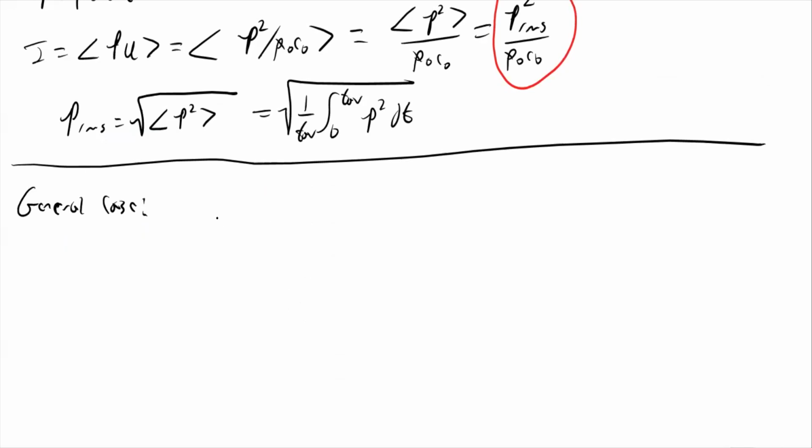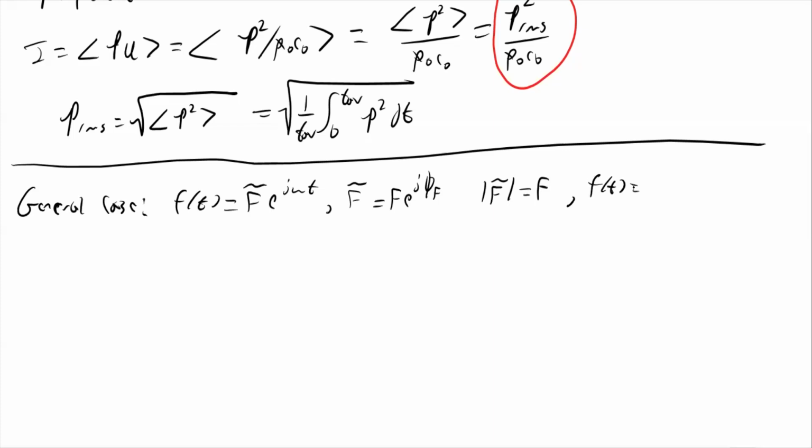Let's suppose we have two arbitrary functions, f and g, such that we can write f of t is F tilde e to the j omega t, where F tilde is a complex magnitude equal to F e to the j phi sub f. So you can see that that's complex. We also note that the magnitude of F tilde is equal to F, and thus we can write f of t is equal to F e to the j omega t plus phi f. Okay, and likewise we'll consider the second function G tilde, and we represent it the exact same way.